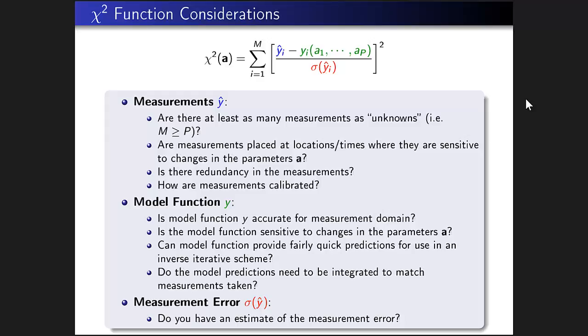You'd also have to consider, do the model predictions need to be integrated to match the measurements taken? Do you have a detector that is of a finite diameter and you're using SDA that gives you a point reflectance solution? You might have to integrate that over the spatial extent of the detector. And do you have this denominator that makes it weighted? Do you have an estimate of the measurement error? If not, then it just reduces to the chi-squared without the denominator, and that can be minimized as well. But if you do have that information, like I said, it does help in the optimization.